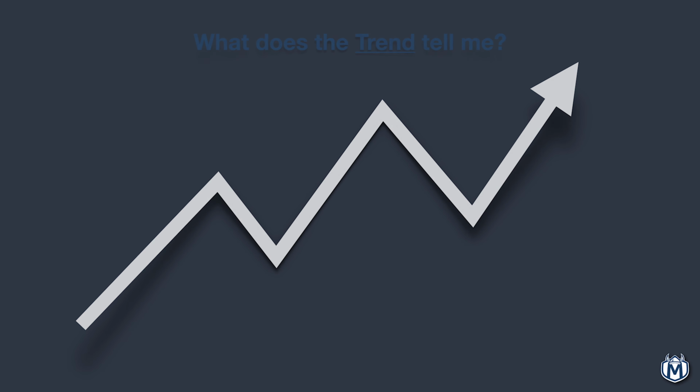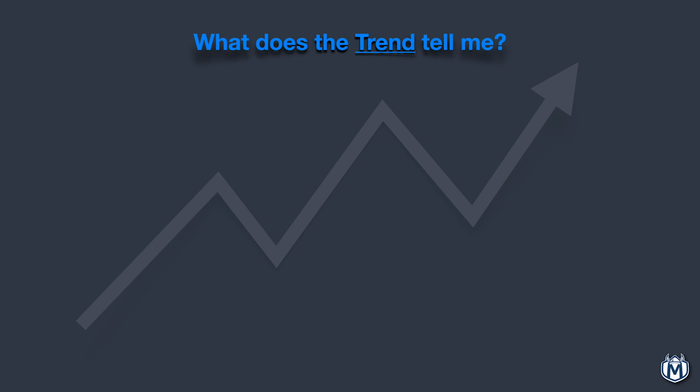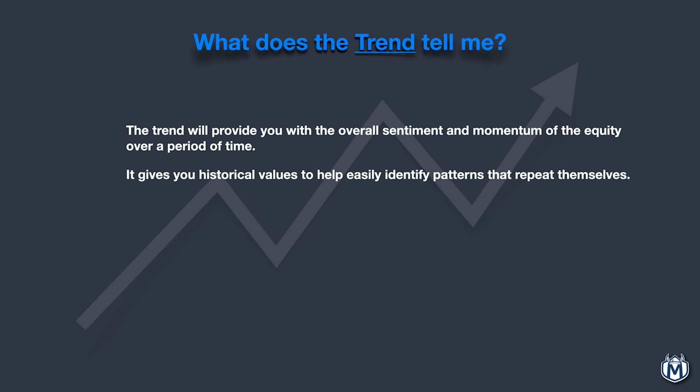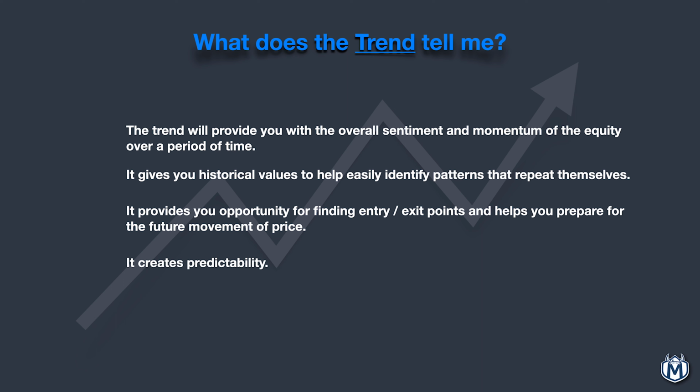Now we're going to look at what the trend tells you. The trend is going to give you an overall sentiment or tell you the momentum of this equity over a period of time. It's also going to give you the historical values, which is going to be crucial in easily identifying these patterns that repeat themselves over time. It's going to give you an opportunity for an entry and exit point. It's going to help you prepare for the future movement of that price as well. And most importantly, it helps with predictability.